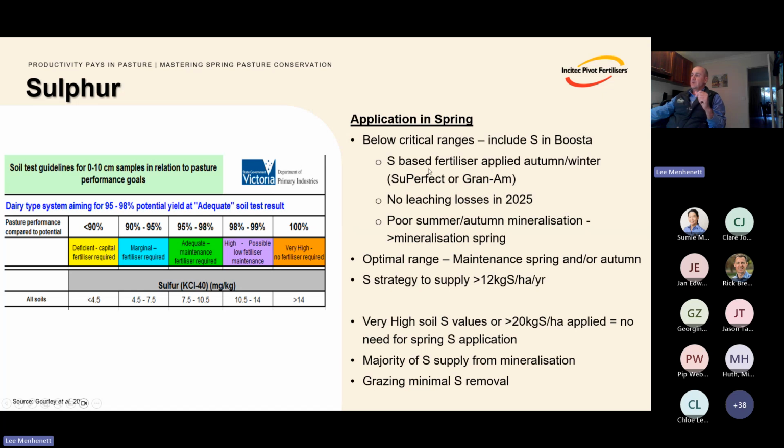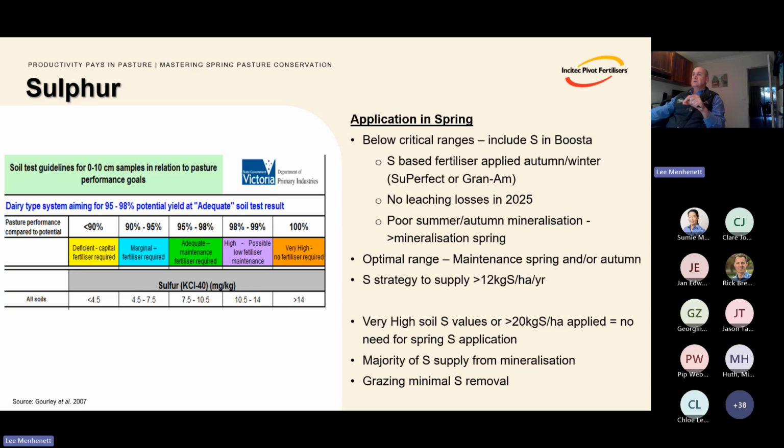If we've applied sulfur in the autumn winter, then we can use Superfect or Gran Am. Then hopefully your levels have been lifted. We've got no leaching losses of sulfur. It is mobile, but it hasn't been really wet, so we've got no leaching losses. But remember that we've had poor mineralisation over the last summer and autumn.